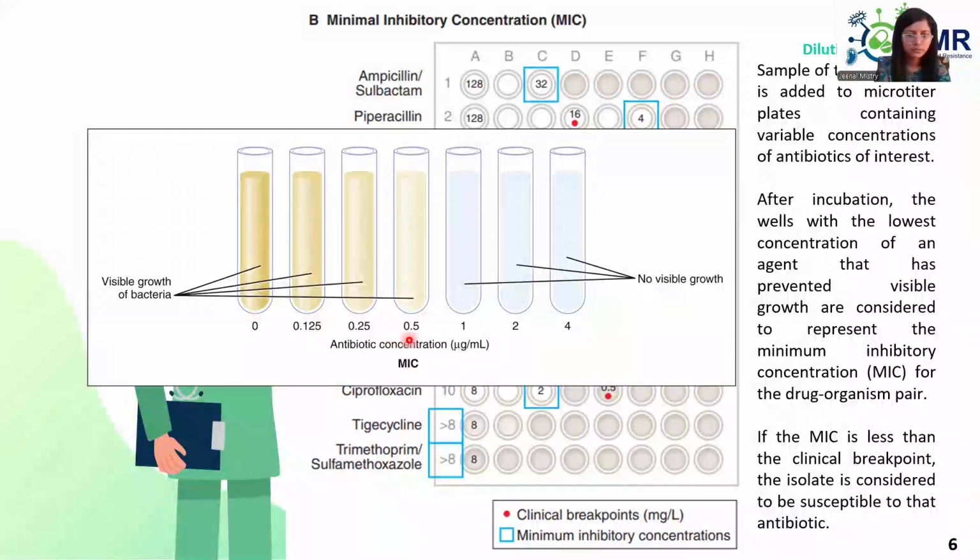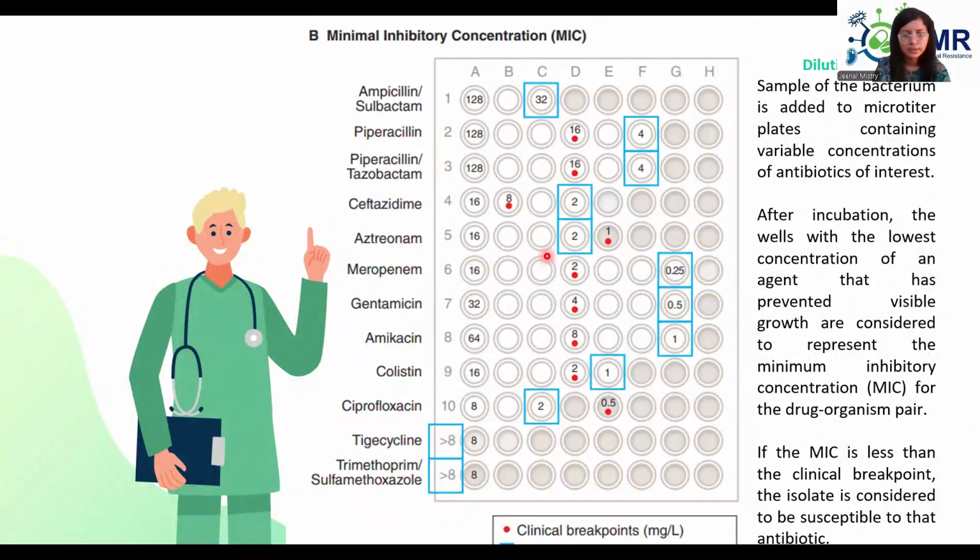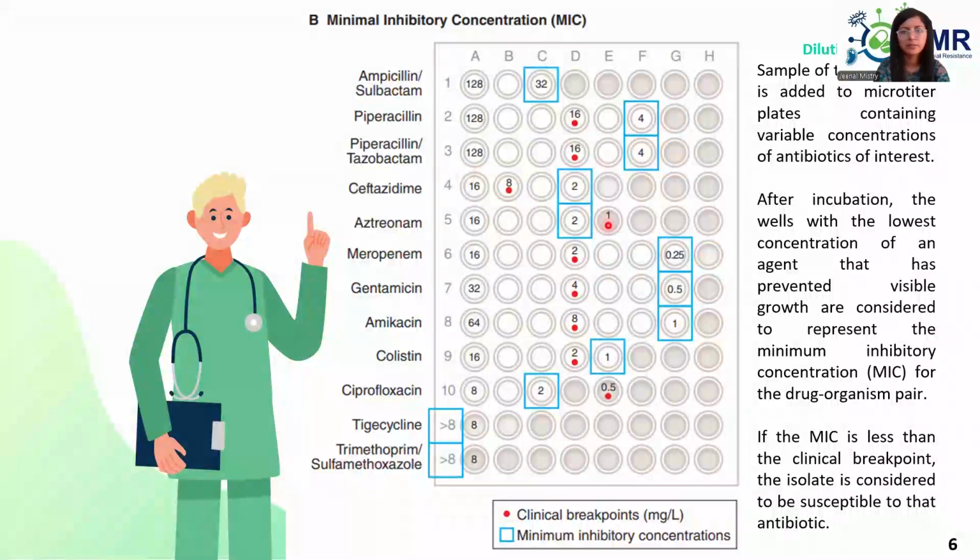If we give 0.5 microgram per ml, there is no killing of that microorganism, and the disease may still progress even after you give that 0.5 dose of antibiotic, right? So we need to choose the proper dose according to the site of infection and the peak plasma concentration also, right? So here the sample of bacterium is added, and this is the process of how the dilution testing is done.